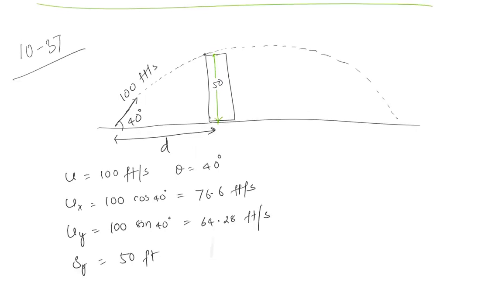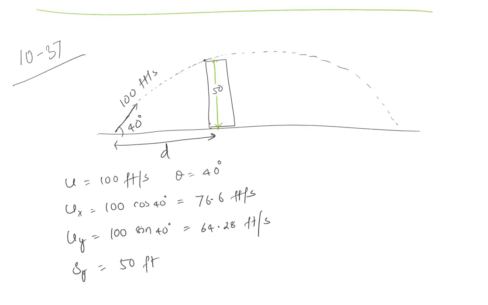Okay. So if you look at the vertical part of the journey, with the initial vertical velocity of 64.28, the vertical height sy is 50. We don't know the final velocity at the top, so that's okay. And we don't know how long it takes. So let's find out how long it takes. Why do we need that?